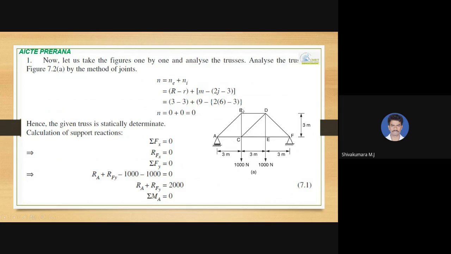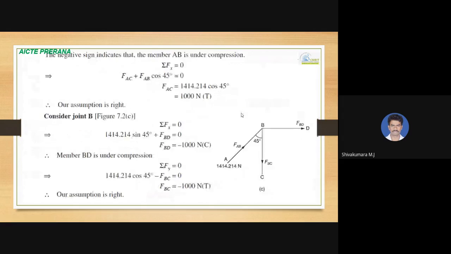So same procedure you apply, draw free body diagram at joint B. So this is AB, we already got to know that this is subjected to compression. So in the free body diagram at joint B, see here, the arrow mark for FAB is towards the joint because it is subjected to compression. And member BD and member BC, we are showing away from the joint. We are assuming that these two members are subjected to tension force, and this is 45 degree.